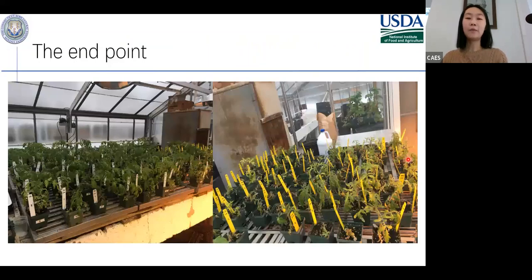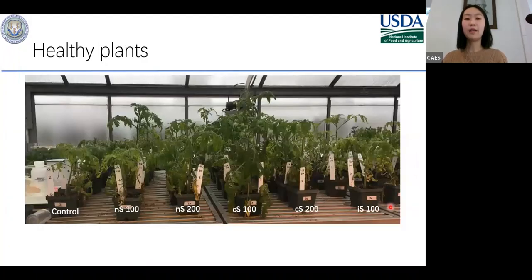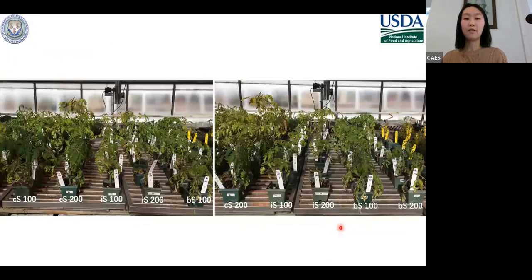Then at the end point, this trend is more significant. So when putting every treatment together, we could clearly see the trend that in the healthy plants, the nanosulfur and coated nanosulfur increase the yield and the biomass of the tomato plant, as a nutritional effect. Still, there are some more pictures showing this trend.